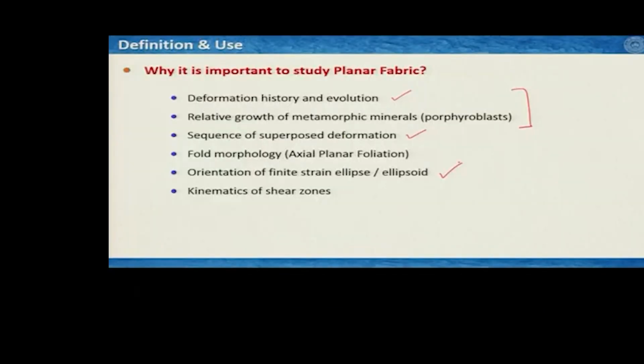Foliations are also very important in figuring out the orientation of the strain ellipse and strain ellipsoid. We will learn about it later. And finally, to reveal the kinematics of the shear zone, whether the shear zone is moving dextrally or sinistrally, foliations are one of the key parameters that we use to unravel the kinematics of shear zones. All these are very important, and based on the problems you encounter in the field, you may use foliations in different ways, but these are the general uses of foliations that a structural geologist can think of.